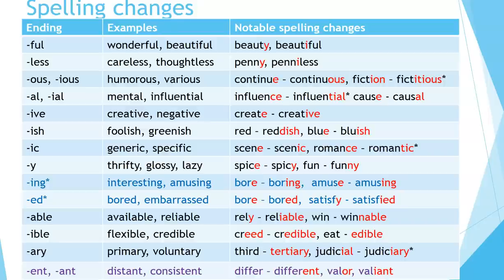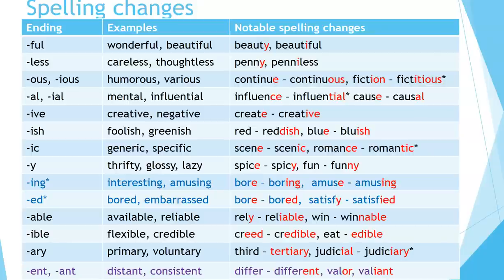ISH: foolish, greenish. No change in the ending here. But with words like red and blue, there's a change. With red, you have a short vowel before a consonant. In order to protect the short vowel, you add an extra consonant. So you double the D: red, reddish. With blue, there's a silent E, which is dropped before we add the ISH. Blue, bluish.